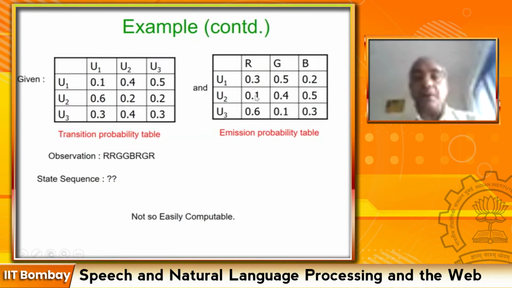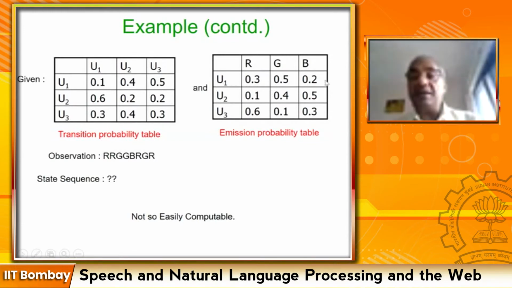What do the column probabilities give? Do they give anything meaningful? I leave it as an exercise for you to think. Okay, do the column probabilities give anything? So this 0.3 is probability of R given U1. 0.5 is probability of G given U1. Okay, so this is the meaning of every cell.